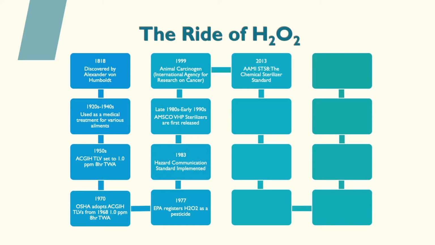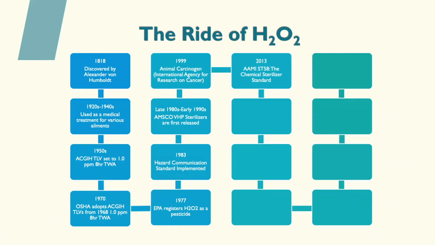In 1970, OSHA adopts the ACGIH TLVs from 1968. So now OSHA is also using the same 1 ppm PEL. In 1977, EPA registered hydrogen peroxide as a pesticide. If you remember Drew's slide, early on in its days, ETO was identified as an insecticide. Well, an insecticide is a specific type of pesticide. So some similarities there. In 1983, OSHA comes out with the Hazard Communication Standard, and this is basically safe use of chemicals in the workplace. So not specific to hydrogen peroxide, but hydrogen peroxide is included.